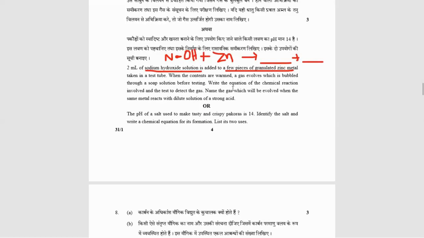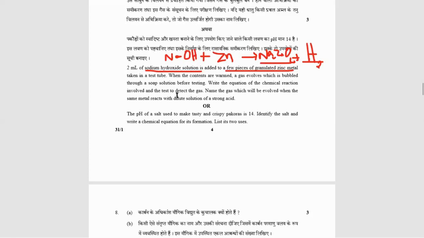Okay, now what he asked, this is the information. Now the actual question starts. Write the equation of the chemical reaction involved. So NaOH plus Zn gives rise to, we have learnt, sodium zincate, Na2ZnO2, sodium zincate plus H2. So to write that equation we will get 1 mark.